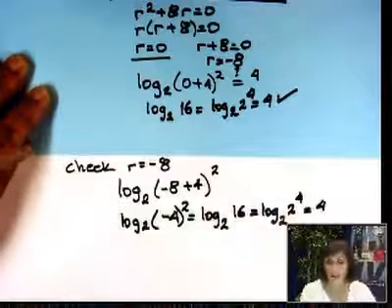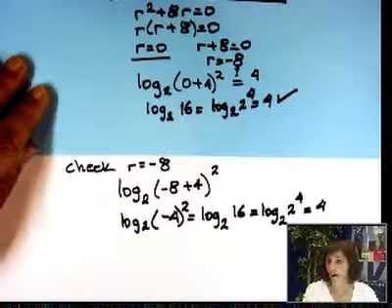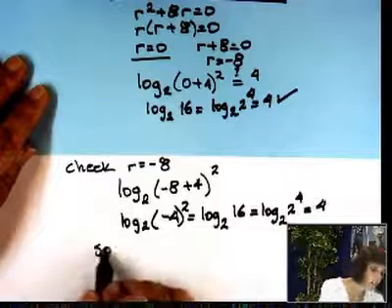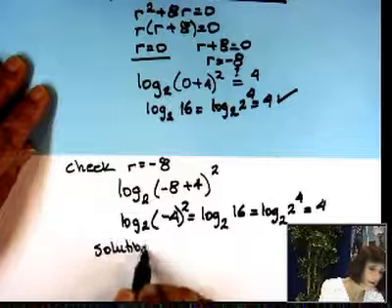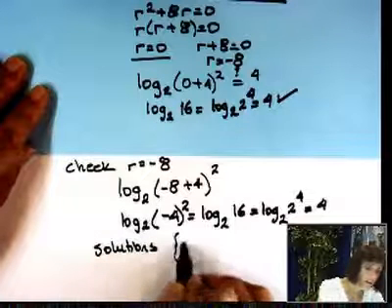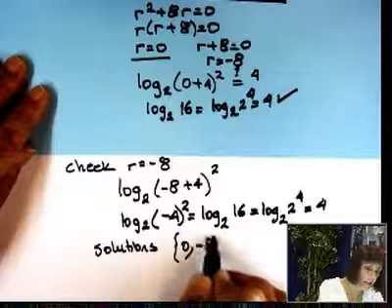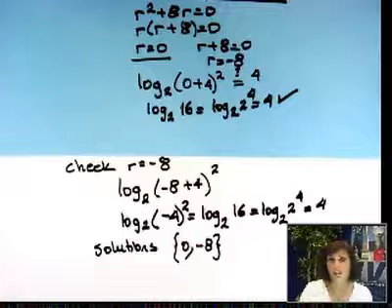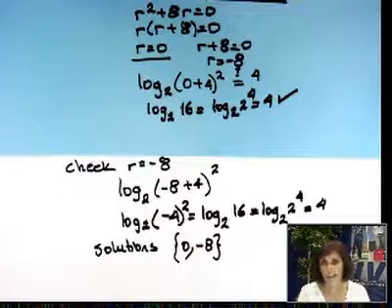Very good. Look what happened. r equals -8 also worked. So your solutions are 0 and -8. So be careful. When you get a negative number, it doesn't mean that you automatically get rid of it. You always have to go back and make sure that it works or it doesn't work.